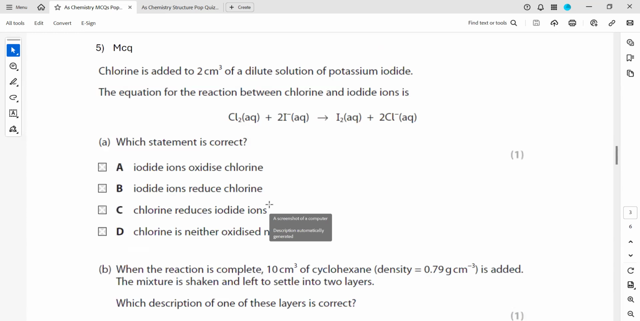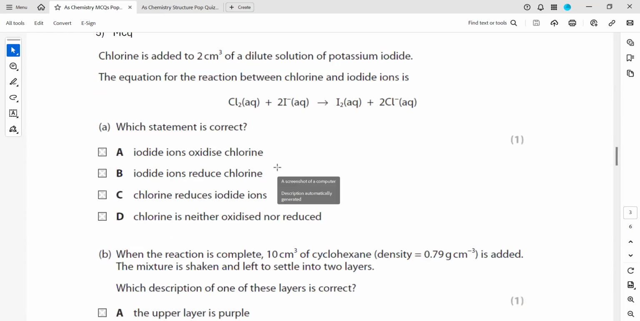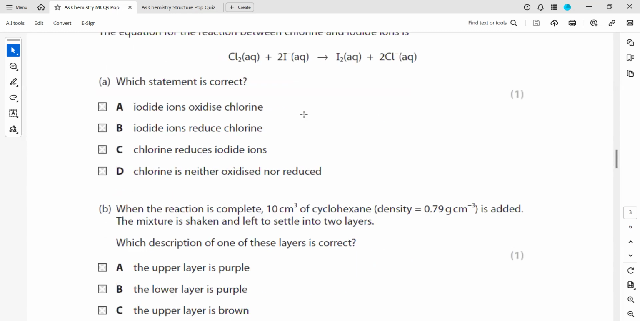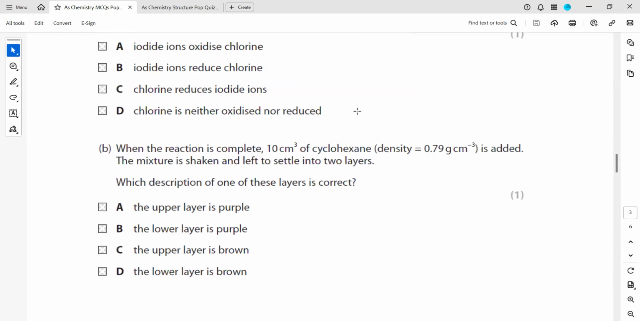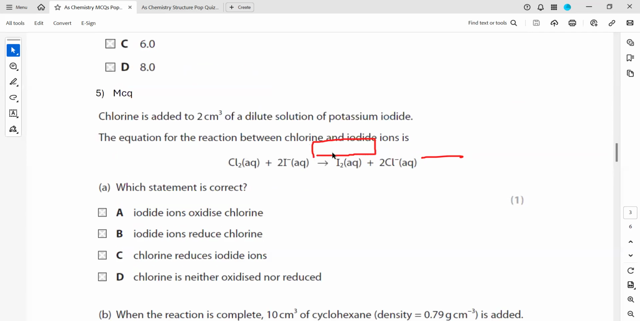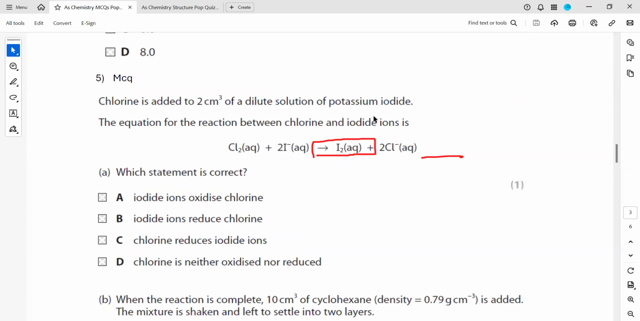Chlorine is added to 2 cm³ of a dilute solution of potassium iodide. The equation for the reaction between chlorine and iodide ion is shown. When the reaction is complete, 10 cm³ of cyclohexane of density 0.75 was added. Look, cyclohexane is an organic solvent with a density of 0.75. And the mixture, this was an aqueous solution. As you can see here, aqueous iodine is there.